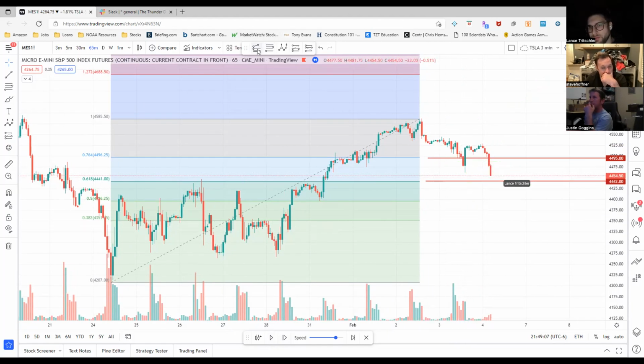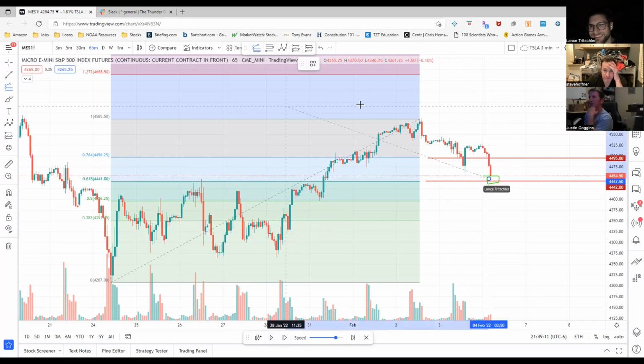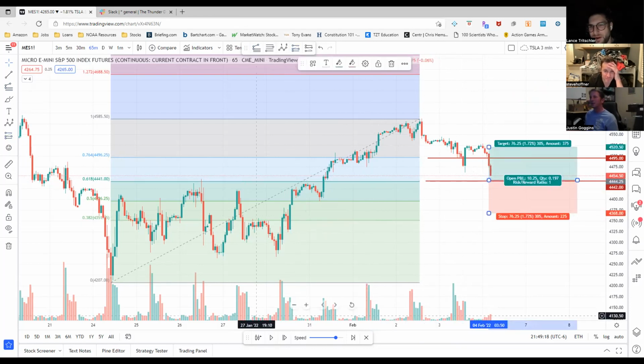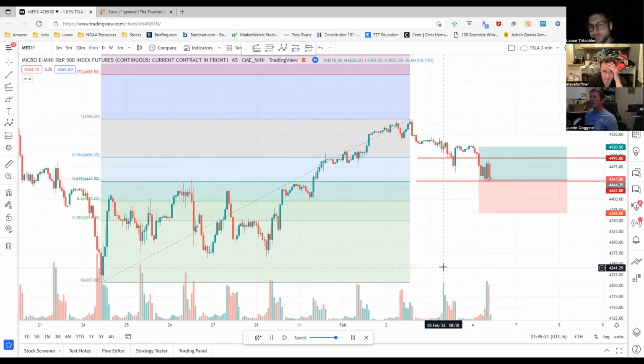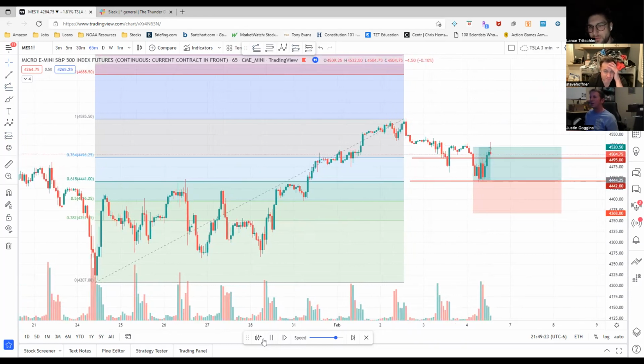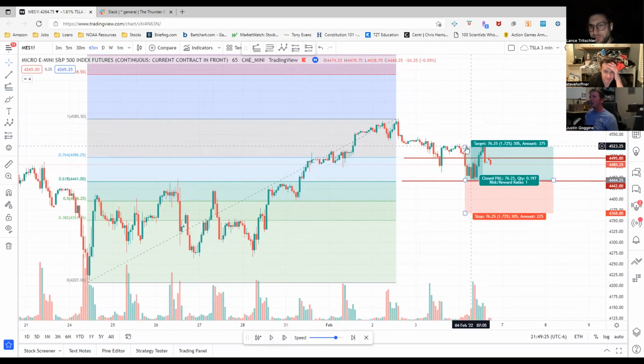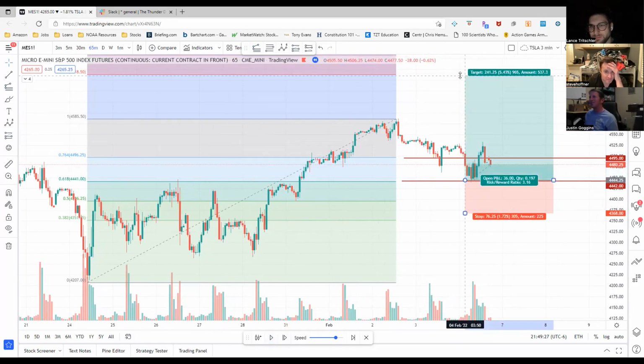So let's see what happens down here. Yeah, I don't do that anymore. So now I'm targeting this. This is gonna be my new level, unless it blows past this. So we're really looking for a hammer right now. That's basically what you want. Woo! There it goes. Oh yeah, my target, by the way, is way up there.